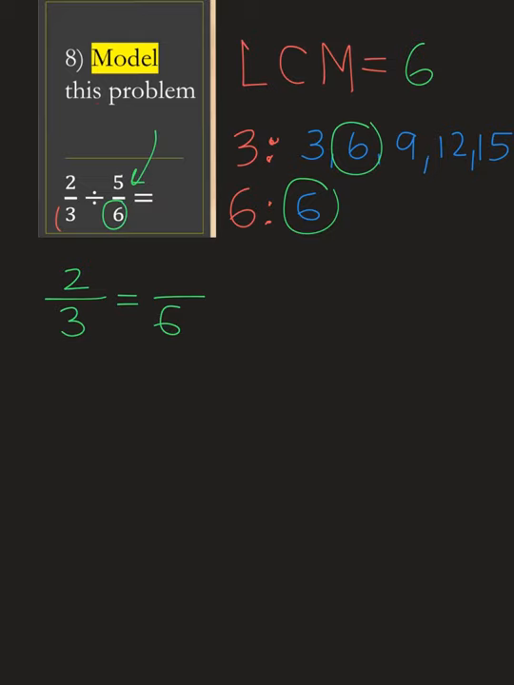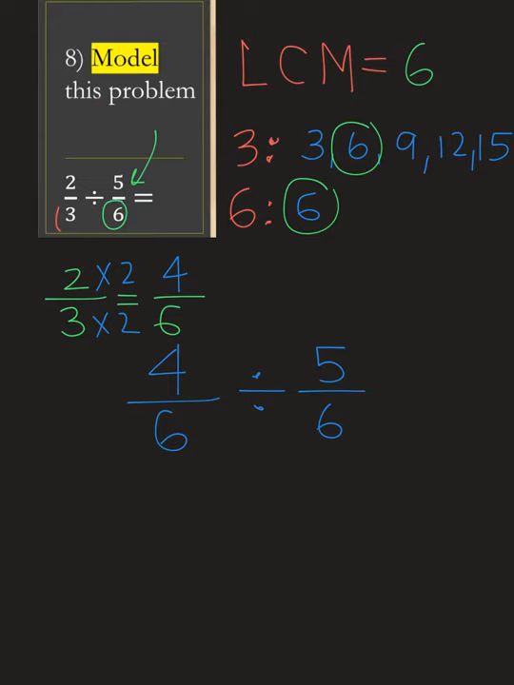So for 2/3, to get from 3 to 6, you multiply by 2. Whatever you do on the bottom, you should do on the top as well. So 2 times 2 is 4. So my new problem, when I got common denominators, would be 4/6 divided by 5/6. And now I can model.